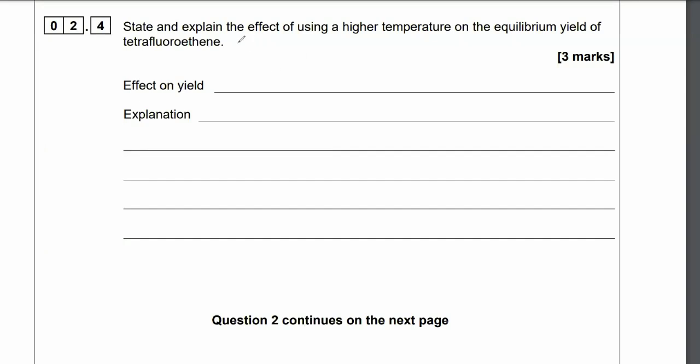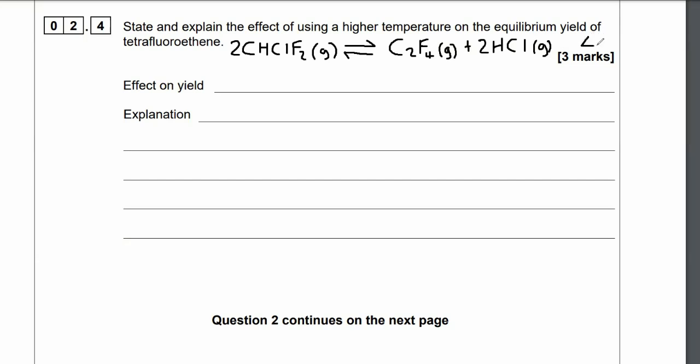Okay, for 2.4, state and explain the effect of using a higher temperature on the equilibrium yield of tetrafluoroethene. I suggest you pause the video, have a go. Okay, I'm writing out the equation here again with the reversible symbol and the gaseous symbols. We actually don't need the gaseous symbols for this because we're not talking about pressure, which is where you look at how many moles of gas are formed on each side of the reversible symbol. We're actually more interested in the delta H, the enthalpy of this reaction. And it's plus 128 kilojoule per mole. And that tells us it's an endothermic reaction.